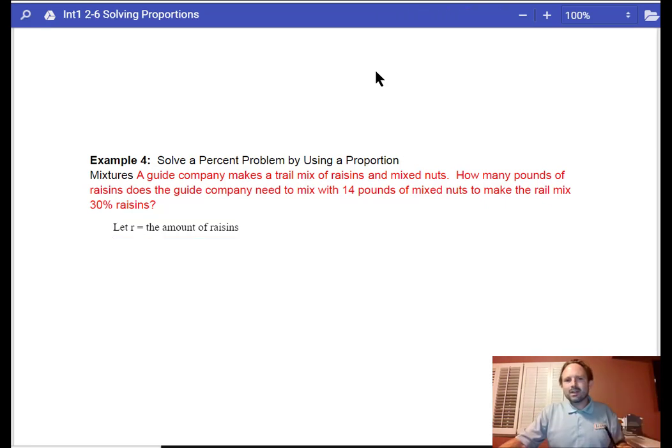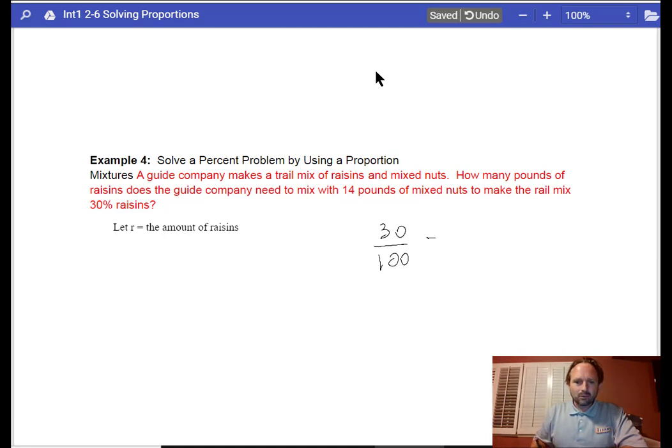But let's hold up. Now, I actually like this one a little bit better because we have 30%, so we know it's 30 over 100, 30 out of 100. So we know that's going to equal, well, we know that it's 30% raisins, so that's going to be R. Well, how do we get it? Well, we'd have R plus 14. Now we just have to figure out everything else.